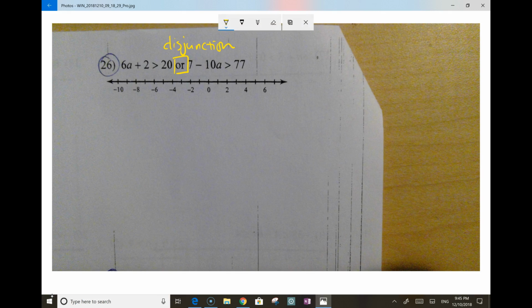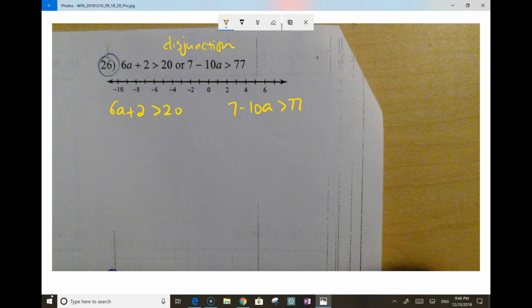Okay? And ultimately in the graph, you'll see why that is. But the way to do this is you first take one inequality, you solve it, and then you take the other one and you solve that, and you'll have two answers which you can then graph together at the same place, which is on this number line you see here. Okay, so with that in mind, let's go ahead and do the solving part. So we have 6a plus 2 is greater than 20. And then on the other side, we have 7 minus 10a is greater than 77.